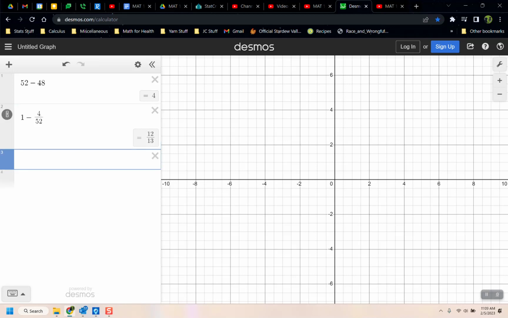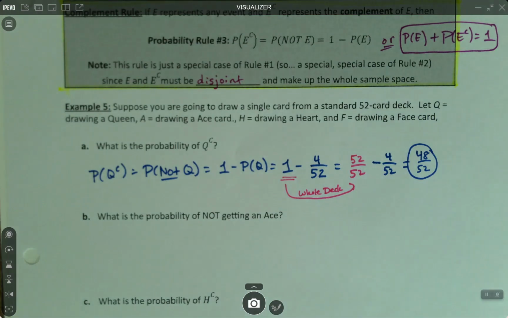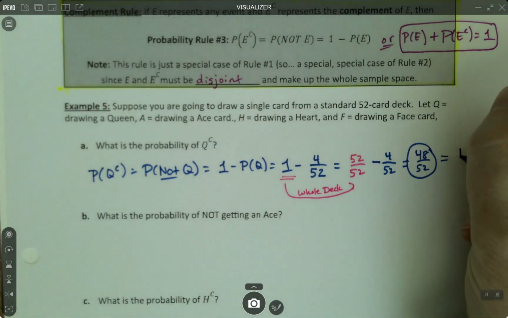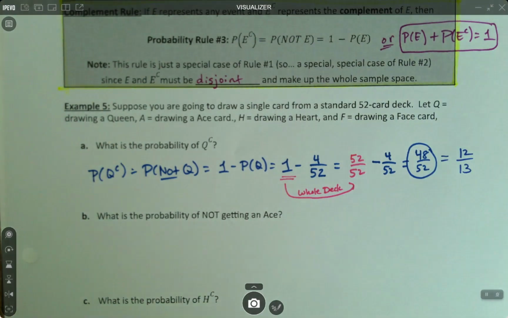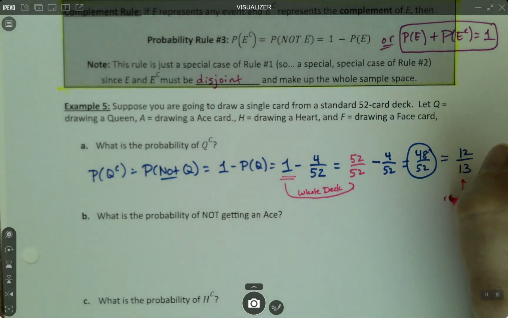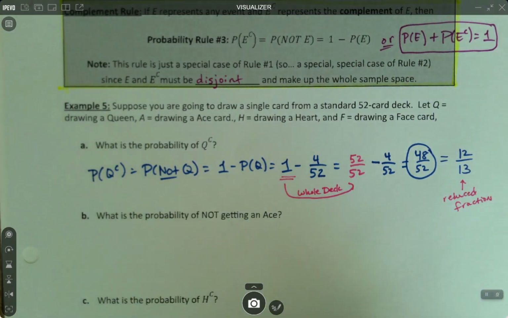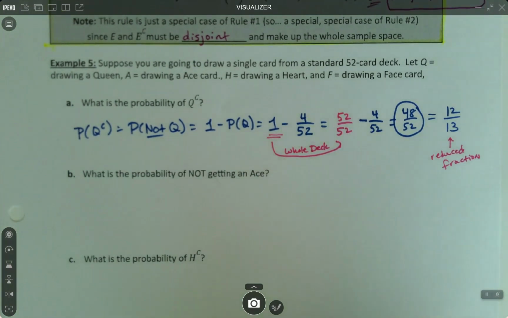So if I take 48 out of 52, I can see that's also 12 out of 13. This is a reduced fraction over here. They figured out that 48 is divisible by 4 and 52 is divisible by 4, so that's what it's doing. So as a reduced fraction, it would be 12 out of 13. Either one is correct. It's just whatever you feel like working with. Of course, the decimal is also correct, but the decimal would require an approximation sign because you're rounding.